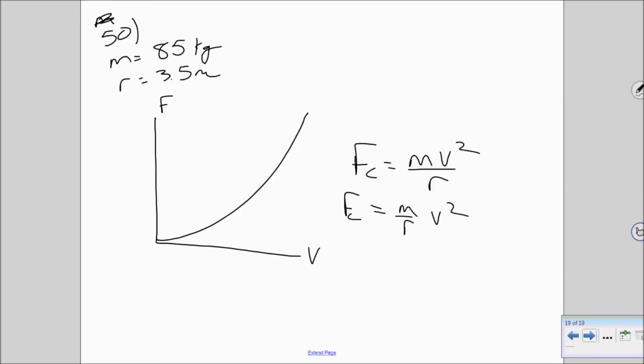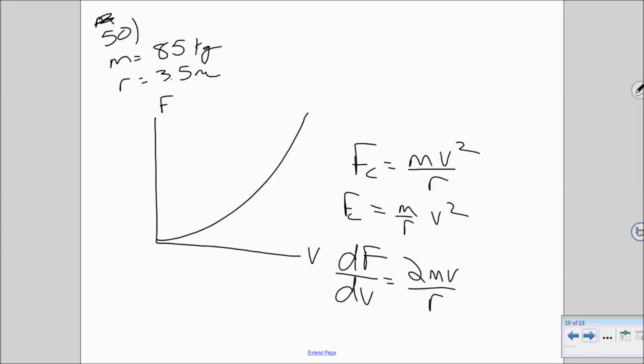All right, and so the question wants to know, what's the slope when the velocity is 8.3? Well, how do you find the slope of a graph? You take the derivative. So I'm going to take the derivative of my force with respect to velocity. That's going to give me 2mv over r, right? And then you just plug in the velocity. And that gives you the slope at that point.